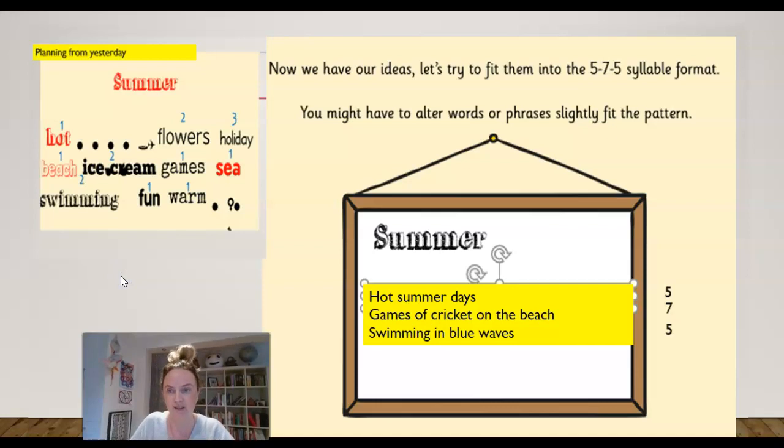So here, I've already written it in. Another one. Hot summer days. Games of cricket on the beach. Swimming in blue waves. What I would like you to do now in your rectangle is copy down my summer haiku that I've written here. I'm going to give you 1 minute to do that.